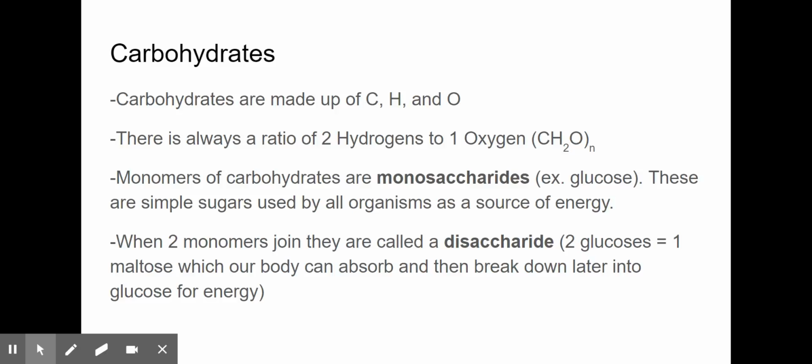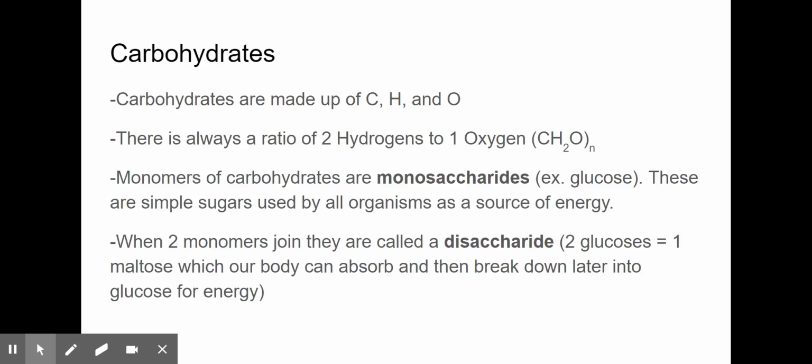So the monomers of carbohydrates, we call those monosaccharides. This is just another piece of terminology here. The small subunit parts of a carbohydrate is a monosaccharide. An example of that we'll talk about a lot when we're talking about the human body is glucose. They are simple sugars, and they're used by all organisms as a source of energy.